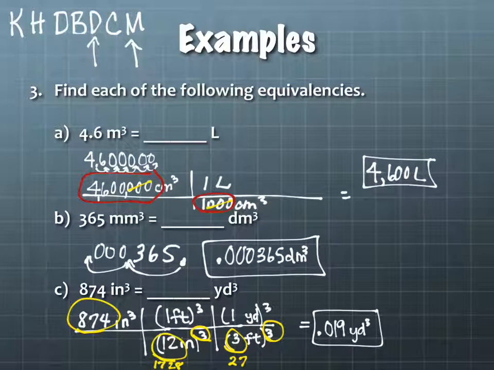So did we multiply the 1728 by the 27? Yes. And then we divided 874 by that? Exactly. Okay. So could you take 874 divided by the first number and then divide your answer by the next number? Yep. Okay. Both of those will work. Very good. Now let's try D.